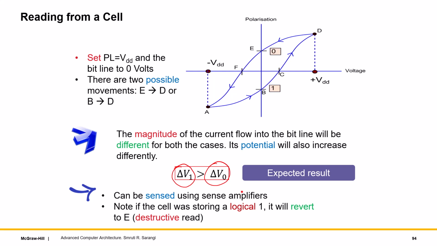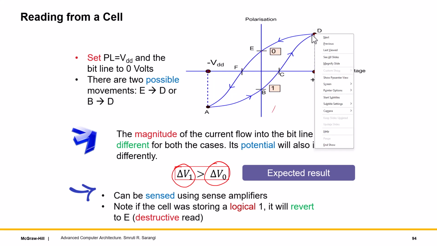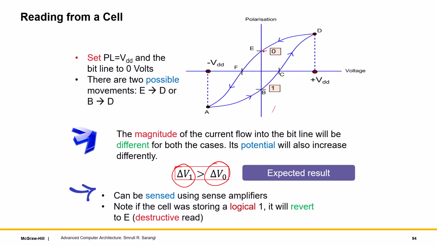But again, there is a problem. The problem is that if, let's say, we went from E to D, when we remove the charge, it will come back to E, right? So we went this way. If the charge is removed, it will retrace its path. But if we went from B to D, when the charge is removed, it will not retrace its path, but it will come back to E, which is not something that we want.